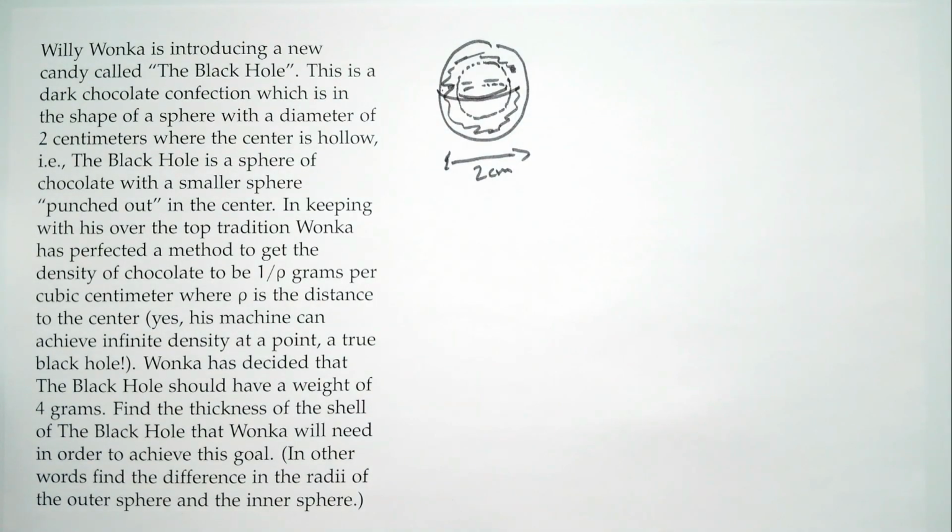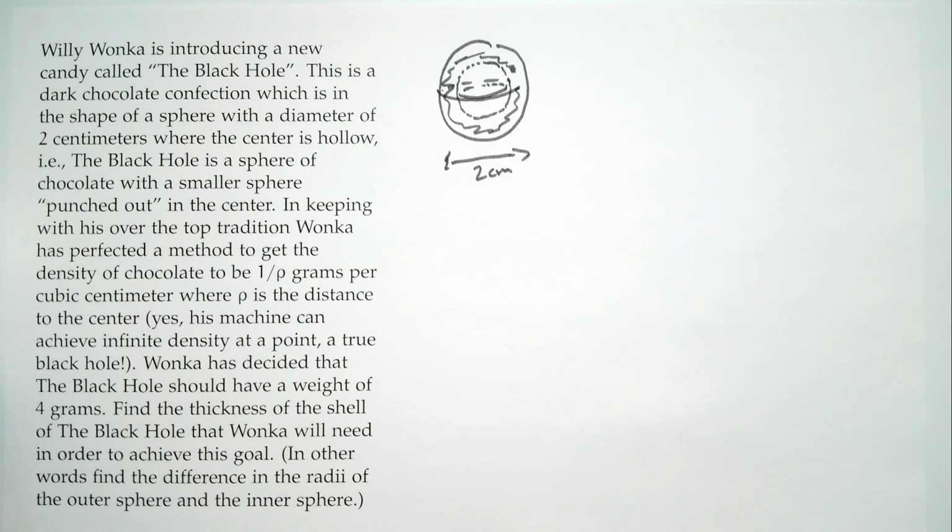Now, in keeping with this over-the-top tradition, Wonka has perfected a method to get the density of a chocolate to be 1 over rho grams per cubic centimeter, where rho is the distance to the center. And yes, that does mean we achieve infinite density at the center, which makes this a true black hole. Now, Wonka has decided that the black hole should have a weight of 4 grams.